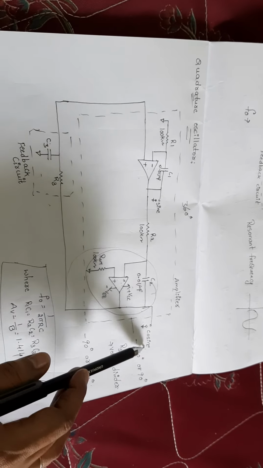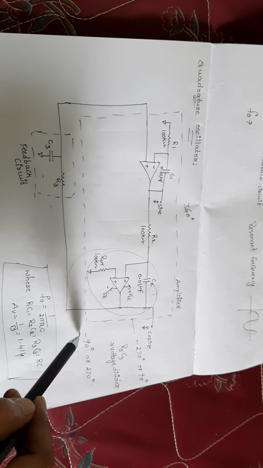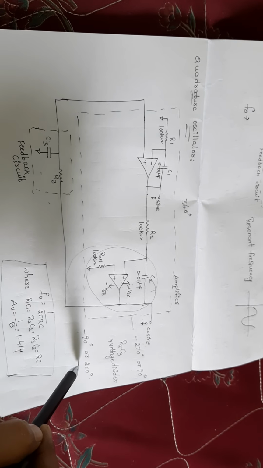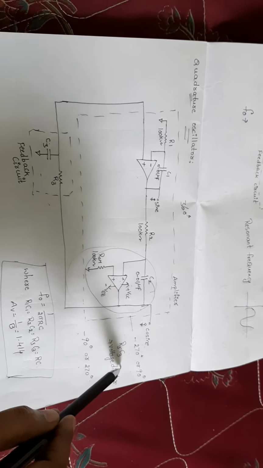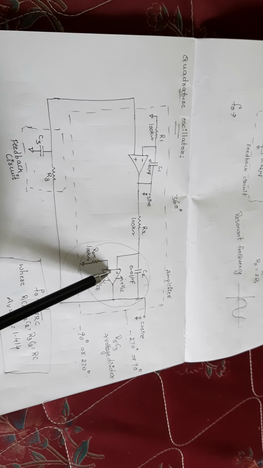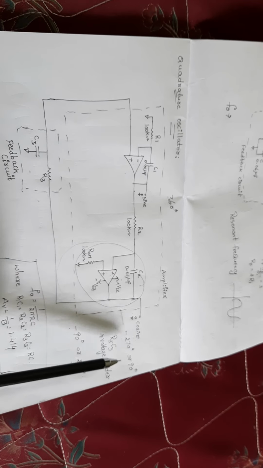Minus 270 minus 90 again becomes minus 360 degrees. 90 degrees and 270 degrees becomes 360 degrees. Why are both minus and plus given? Because we have both sine as well as cosine. So that's why both minus 360 and plus 360 are given. So in the quadrature oscillator, the second op amp A2, the pure integrator, is producing minus 270 or 90 degrees, and the remaining phase shift is produced by this voltage divider network R3, C3 and the op amp A1.